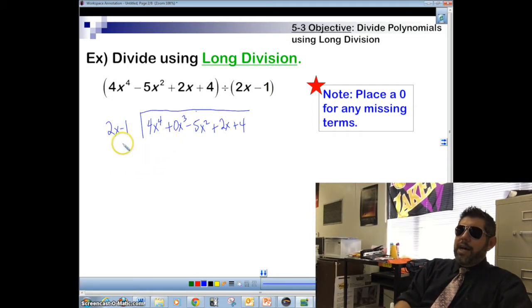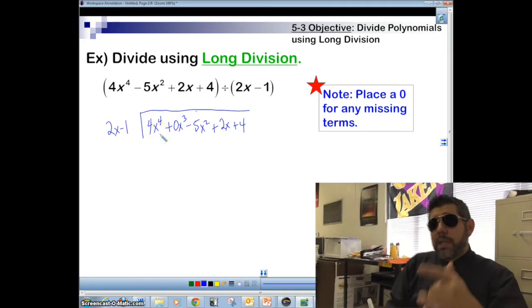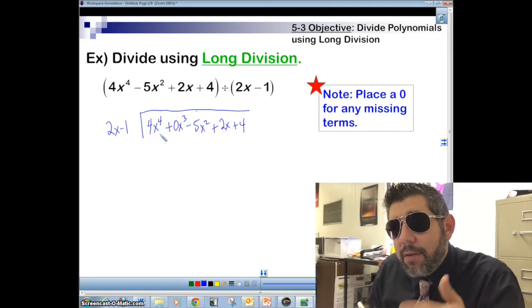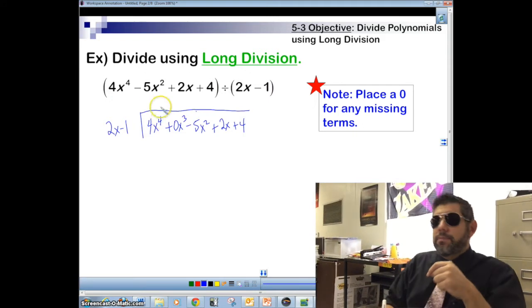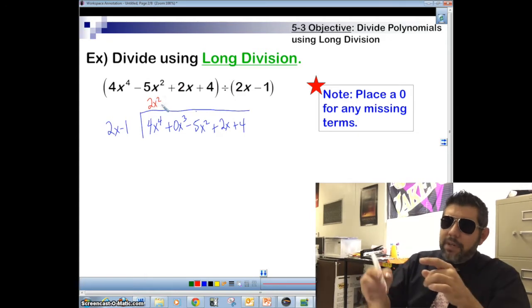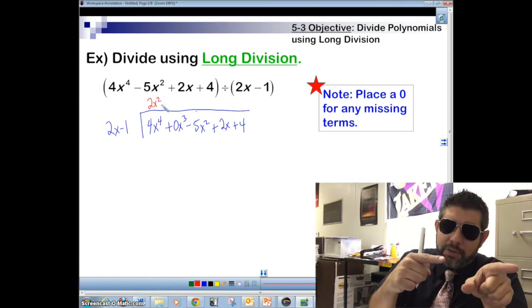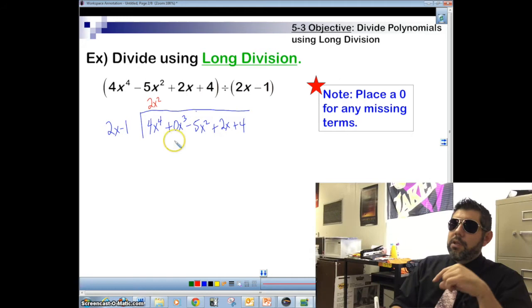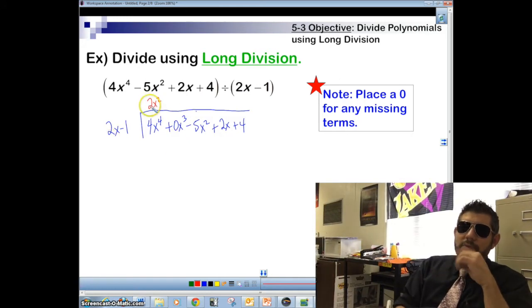We're going to divide. Now the way we divide, the easiest way I think, is to figure out how many times 2x goes into 4x to the 4th. What do we need to multiply 2x by to get 4x to the 4th? Well, it's going to be 2x squared, all right? Because if I take 2x squared and multiply by 2x, I get 4x to the 4th.